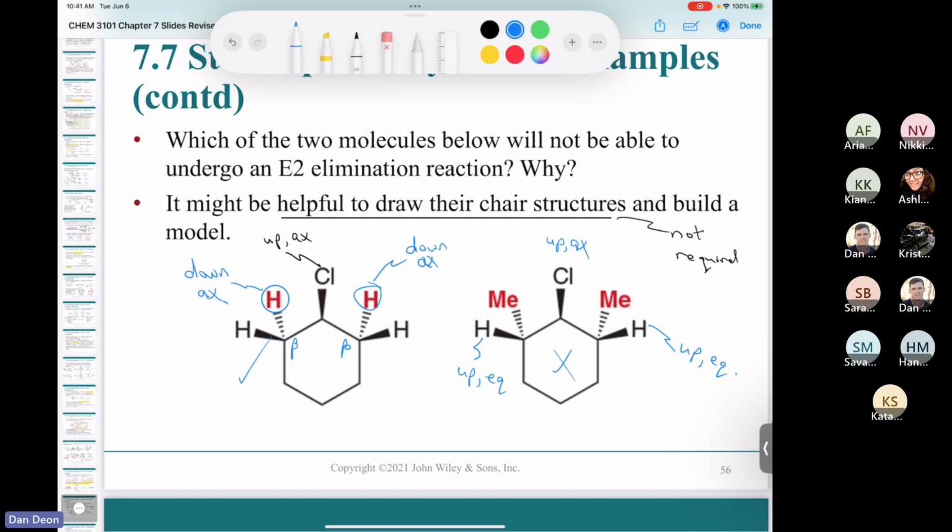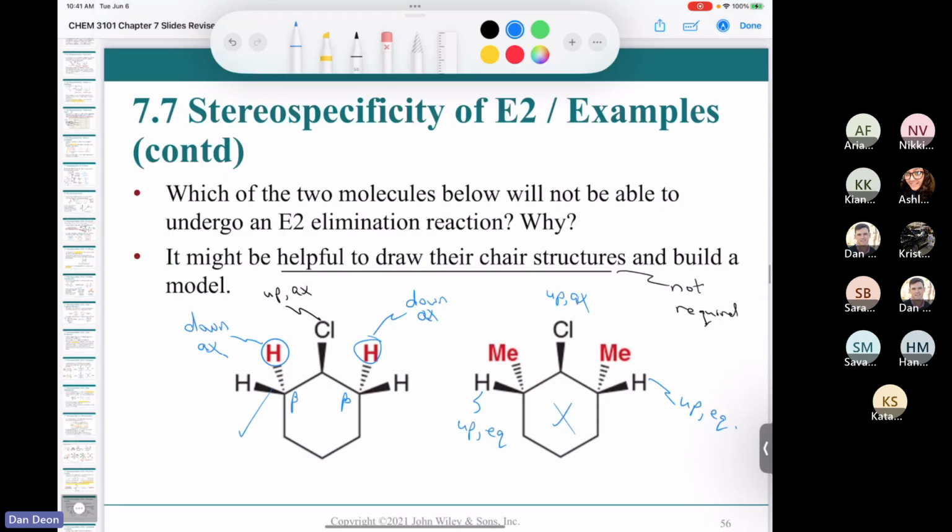Give me a thumbs up if that makes some sense to you. You have to have the leaving group up an axial, and the beta proton would have to be down an axial. Exactly. There we go.